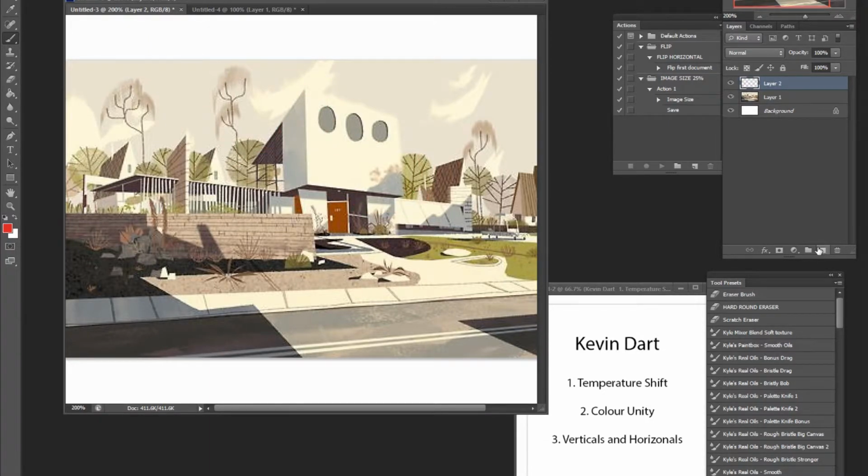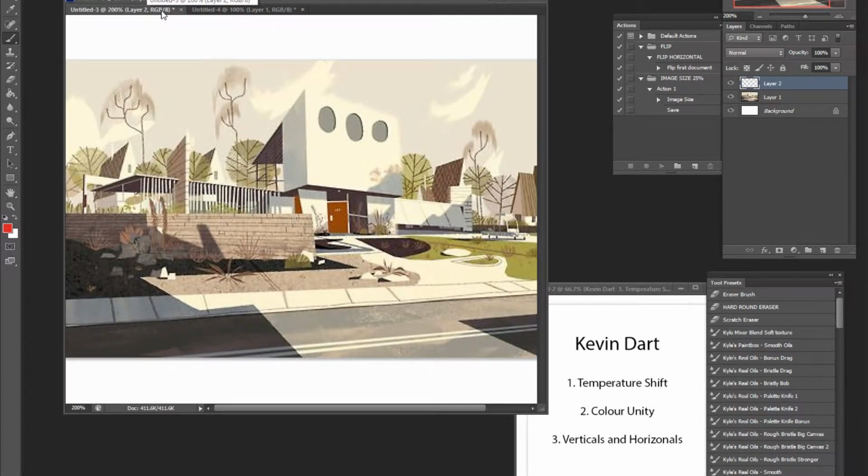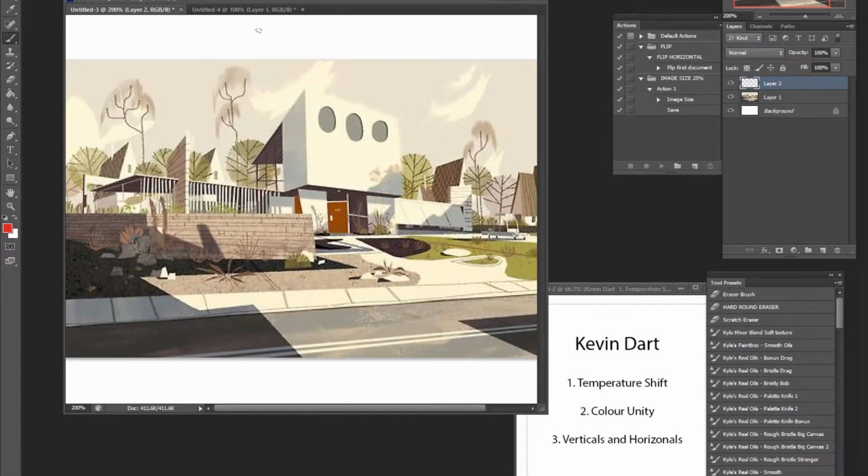Now, let's talk about color unity. I did promise to talk about two pieces, but you can see that Kevin Dart in both of these images has a sense that while there are stark differences when it comes to color at times, like for example the door here, everything else is unified within harmony. What I mean by this is, it seems like it's affected by the same lighting. And that's where color unity is.